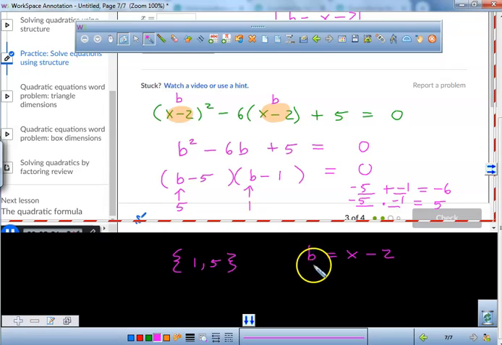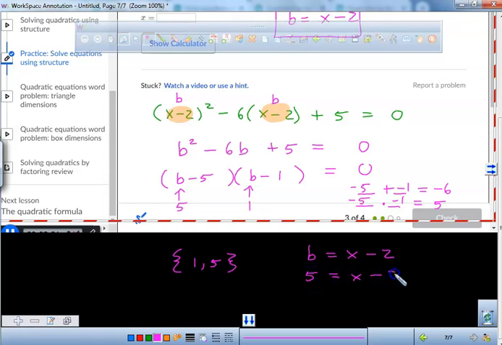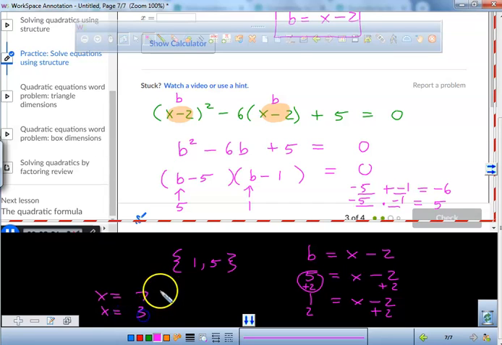So what's one of our answers for b? We could say 5 equals x minus 2. And what's the other answer we could use? 1 equals x minus 2. So I could add 2 to both sides. So x could equal what number? If I added 2 here and 2 there, that'd be a 7. And if I added 2 here and 2 there, that would be a 3. So x could equal 7 or x could equal 3.